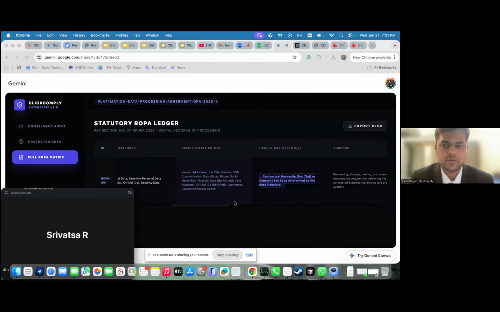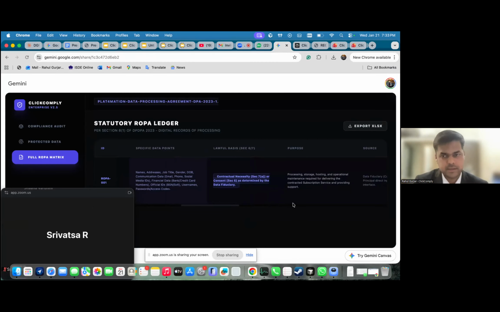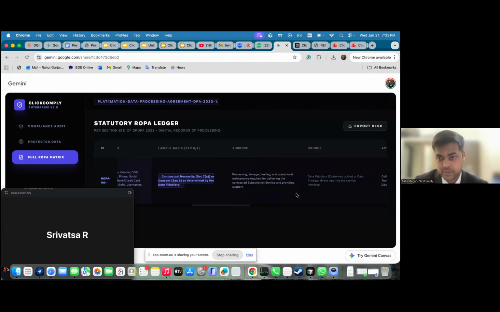Yeah. Thanks. So specific data points and what is the lawful basis, if there is contractual necessity, if there is consent, whatever is determined by your policy, by the data fiduciary, which is again a very important aspect of the DPDP. Then your purpose, you cannot use data except for the purpose that you're collecting the data for. What is the source of the data?